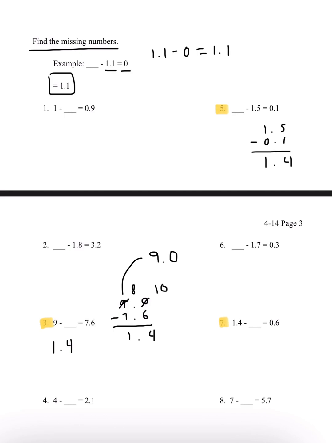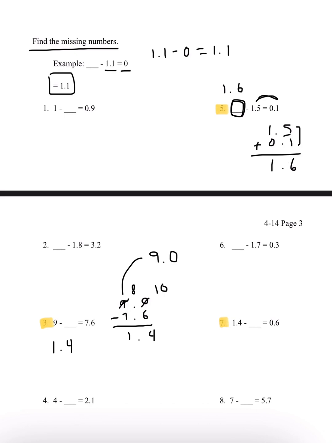Oh wait, sorry. If in the equation our blank is in the front, then we have to add these together instead of subtracting. So we're going to add 1.5 plus 0.1. So 5 plus 1 is 6. Don't forget the decimal point. And then we have the 1, because 1 plus 0 is 1. So our missing number is going to be 1.6.